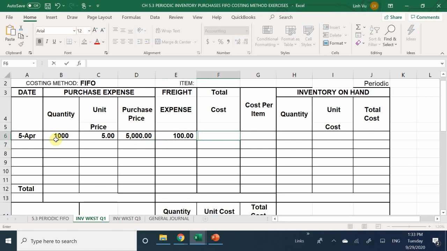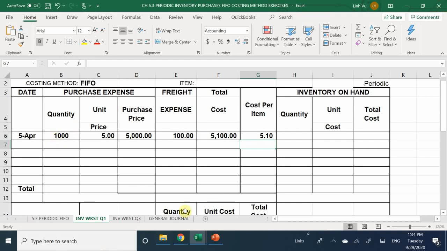And then what is the formula, or how do I calculate my total cost? So your total cost would be your purchase price plus your freight. Good. 5,100. And how do I solve for my cost per item? So the 5,100 divided by 1,000. 5,100 divided by 1,000, and how much? $5.10. That's how much it's going to cost me to sell one item. Out of my batch of 1,000, each item I sell is going to cost me $5.10.